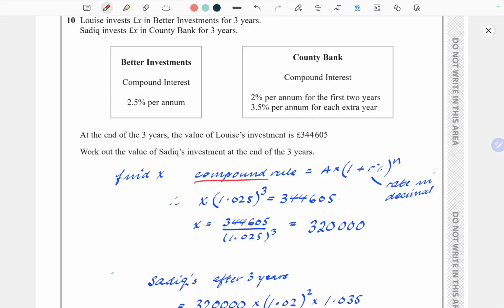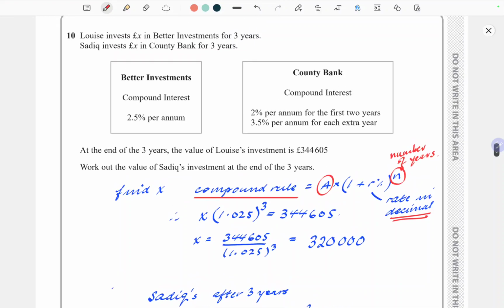The compound rule for interest is that you start with your principal value and you times it by 1 plus the rate, the interest rate in decimal form, and then this is to the power the number of periods, whether it's months or years. So in this case, it's years, all right? And the interest rate they're talking about for the first investment is 2.5% per annum.